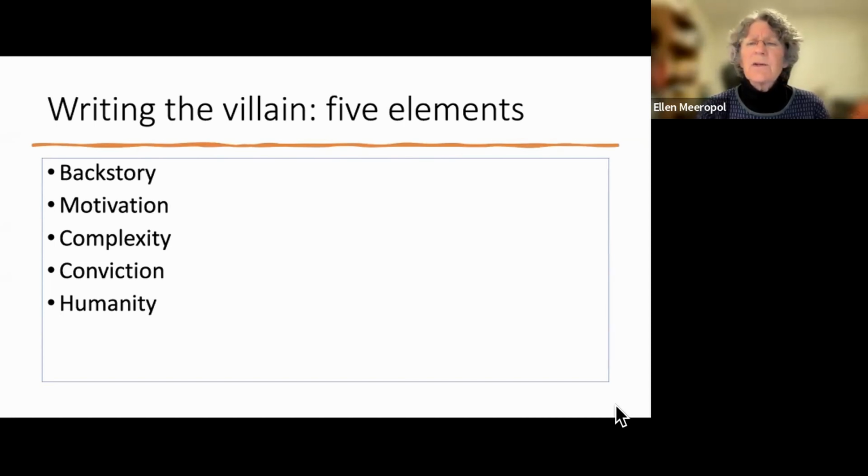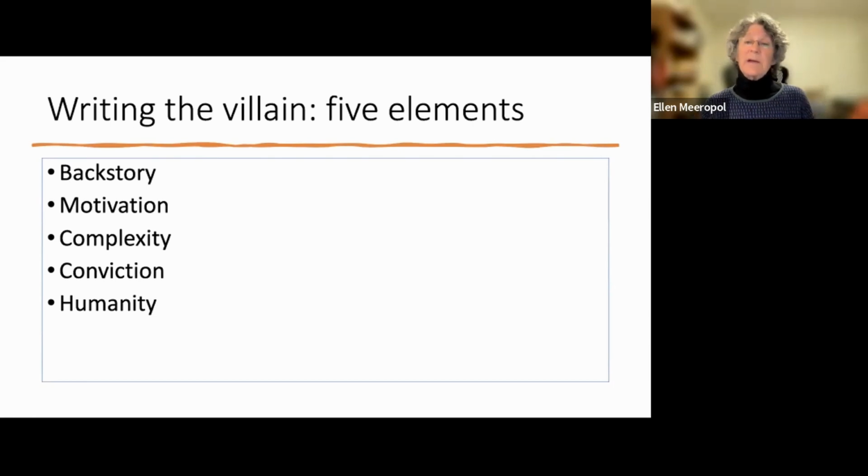Complexity. Show us something of this character's inner life, complex inner life, even if their actions are ugly. The fourth is conviction. How does this character justify their evil actions? And finally, humanity. How do we understand that this character is a full person? What human characteristics do they have? Empathy, maybe, or something else?